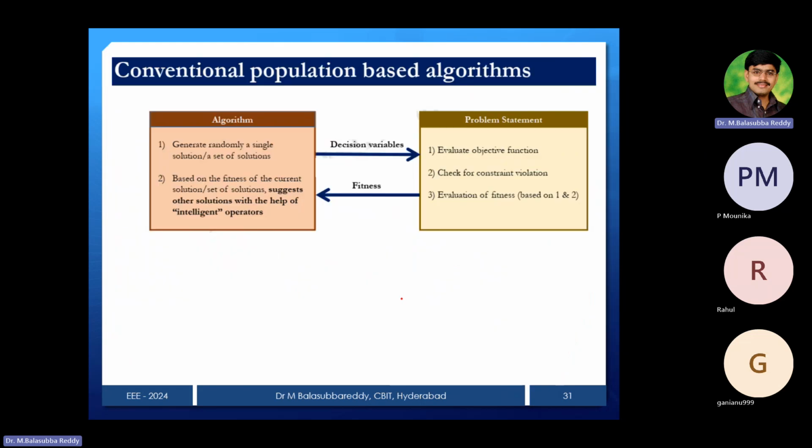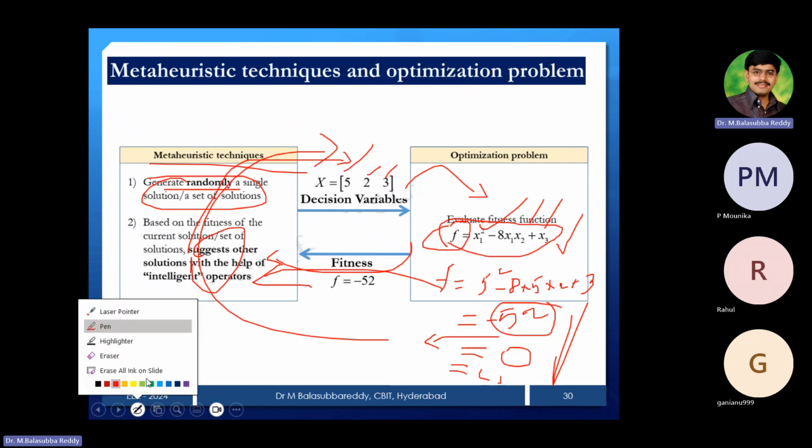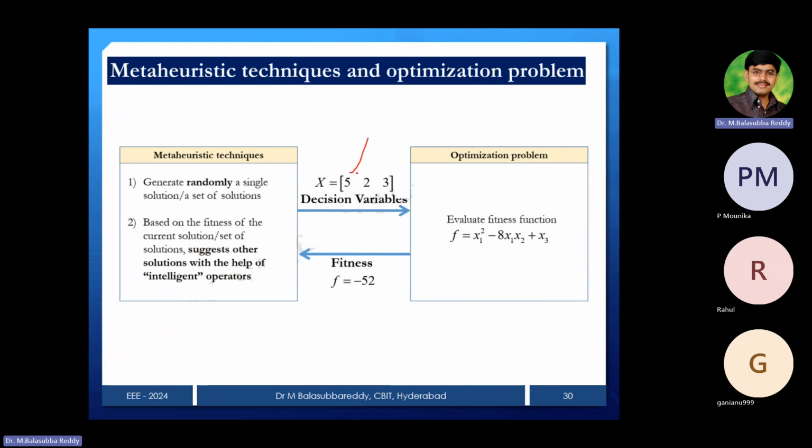That's what I have given here also. In a conventional population-based algorithm, you randomly generate, then we find some values and submit them to get the evaluation of the objective function. After getting the objective function, here you can see, suppose the random values are 5, 2, 3. But there may also be constraints, and subject to those constraints, x1, x2 and x3, all these things you put into this.